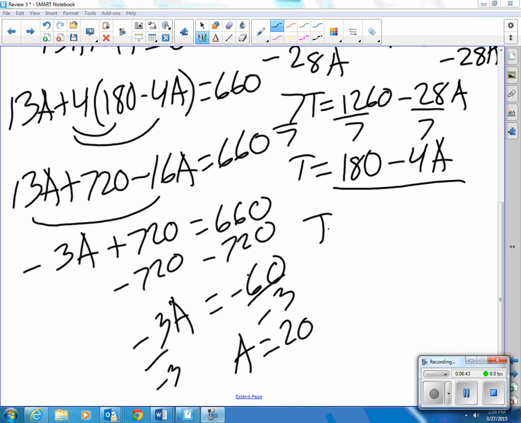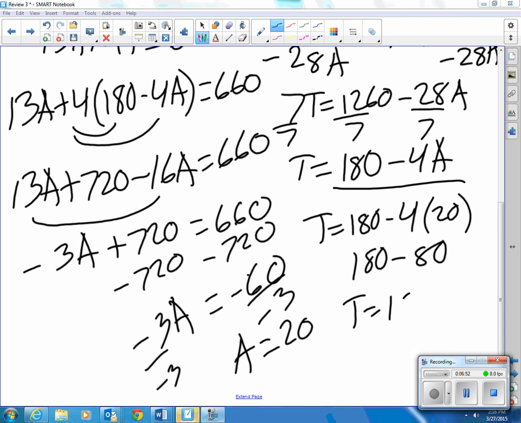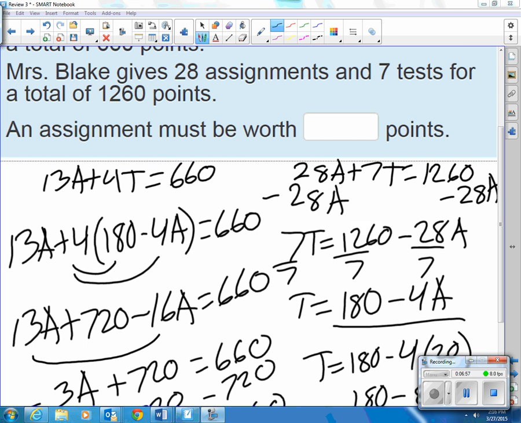Well, if an assignment is worth 20, then a test is worth 180 minus 4 of those. 180 minus 80 is 100. And it was just asking what an assignment is worth. We could plug both of those into both equations to make sure they work. Pretty good bet when you're working with the ones that I've assigned. If you have a whole number, probably have it right.